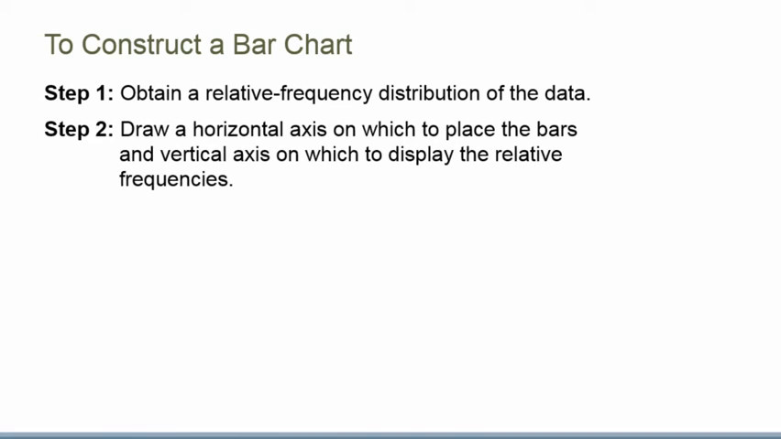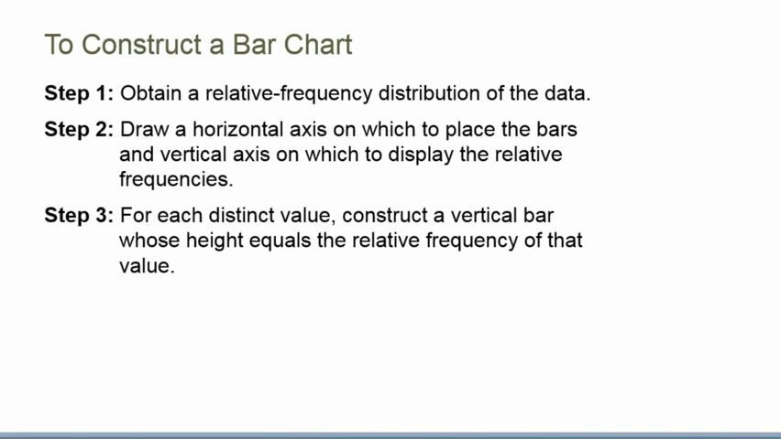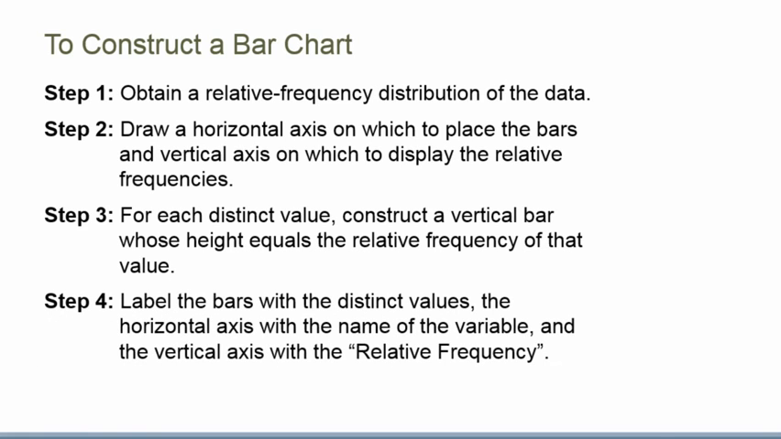Step 2. Draw a horizontal axis on which to place the bars and a vertical axis on which to display the relative frequencies. Step 3. For each distinct value, construct a vertical bar whose height equals the relative frequency of that value. Step 4. Label the bars with the distinct values, the horizontal axis with the name of the variable, and the vertical axis with the relative frequency.